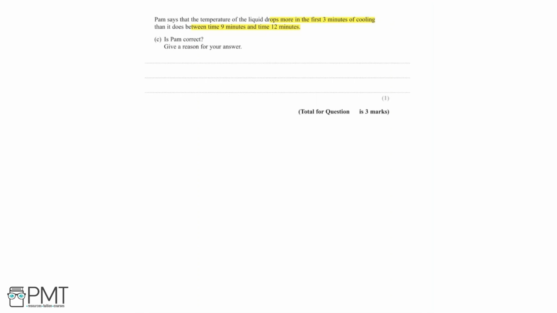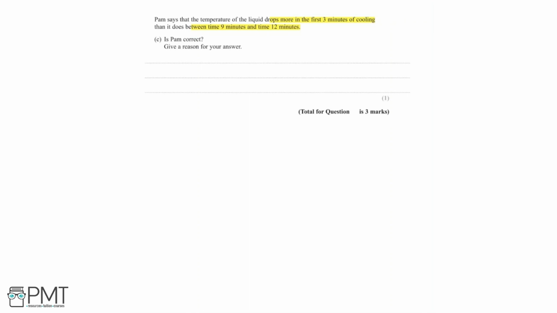And so if the temperature of the liquid drops more in the first 3 minutes of cooling than it does between the time 9 minutes and the time 12 minutes, we can say that the rate of the change in temperature in the first 3 minutes would have to be greater than the rate of the change in temperature between 9 minutes and 12 minutes. And in graphical terms, this means that the gradient in the first 3 minutes would have to be greater than the gradient between 9 minutes and 12 minutes.